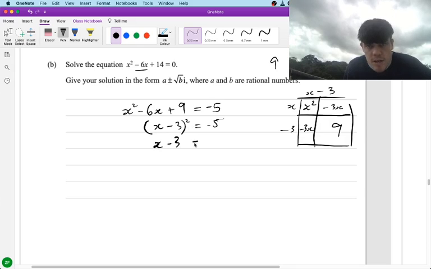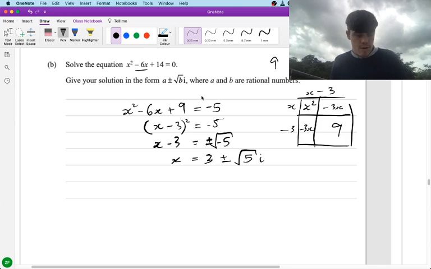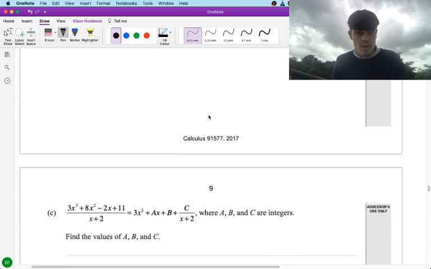X minus 3 equals, oh yeah, I'm doing that right, square root of negative 5. Imaginary number. So then x equals 3 plus or minus square root, and I'm going to pull the i out because that's the form they want it in, and there we go, perfect, that is in the form. Maybe we'd have to mention that a and b are rational numbers, but not this time.